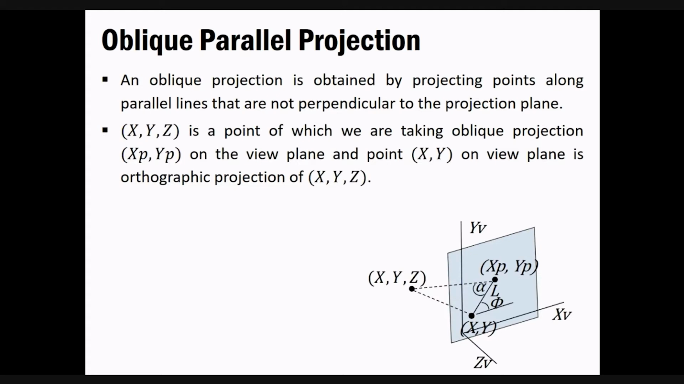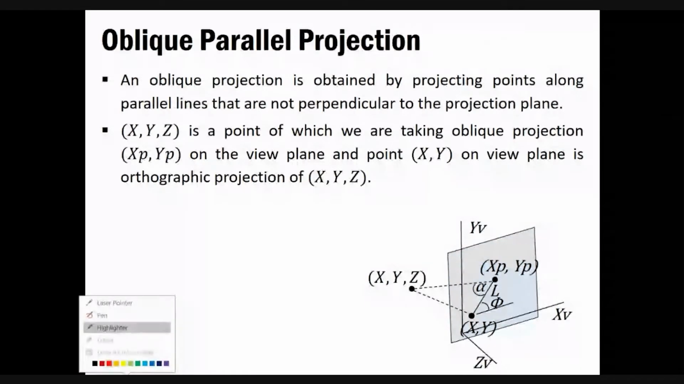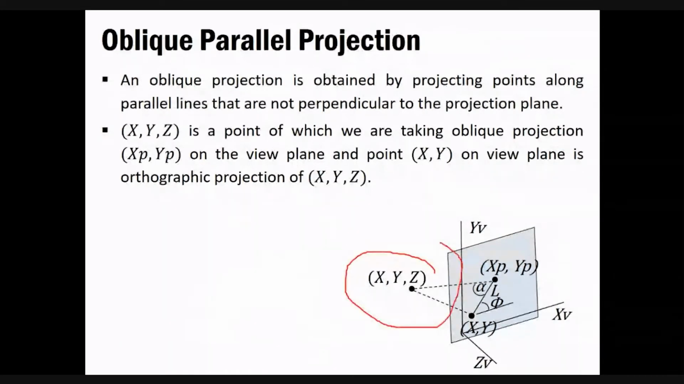As you can see on your computer screen, we have one figure as well as one point. You can read it: x, y, z is a point of which we are taking the oblique projection, xp and yp. It could be at any angle. We have two types that come out of this oblique parallel projection: one at angle 45, and another at angle 63.4 or so. Once we understand this basic thing, we'll go with that also.